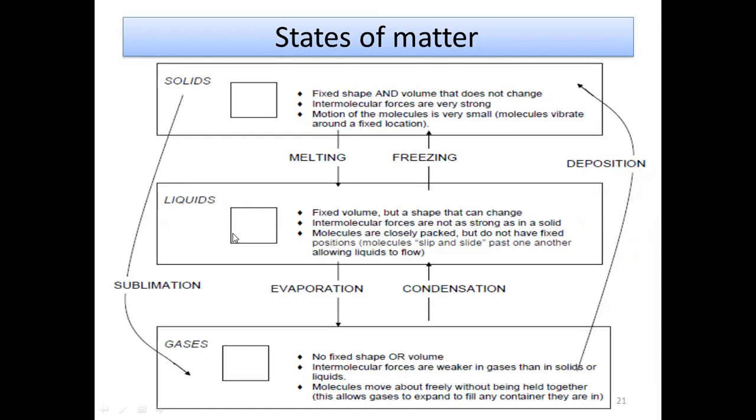Now, if you have knowledge about these four properties, you can easily differentiate between the liquid and the gas. Because these properties repeat, look at the liquids. Liquids have a fixed volume but a shape that can be changed. The solid also has a fixed volume, so one property is repeating here. Solids have a fixed volume and liquids also have a fixed volume. But what is the difference? The shape can be changed.